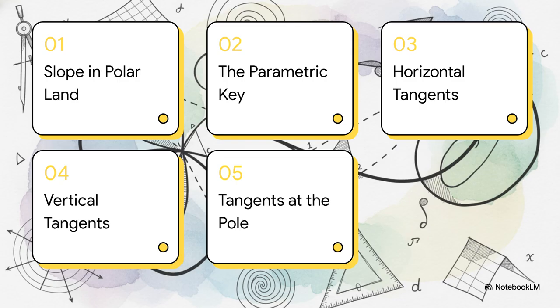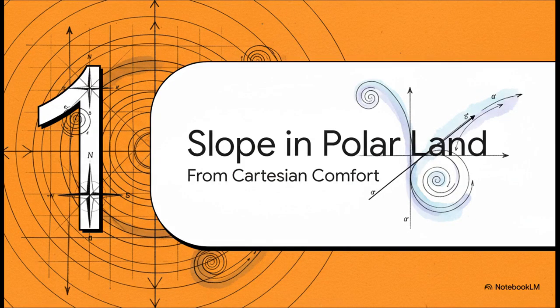So, here's our game plan. We'll start by setting up the problem, then we'll uncover the crucial insight that unlocks this whole thing. After that, we'll get our hands dirty with a couple of examples, finding both horizontal and vertical tangents. And we'll finish up with a fantastic shortcut for tangents right at the pole. Okay, let's dive right in with our first section.